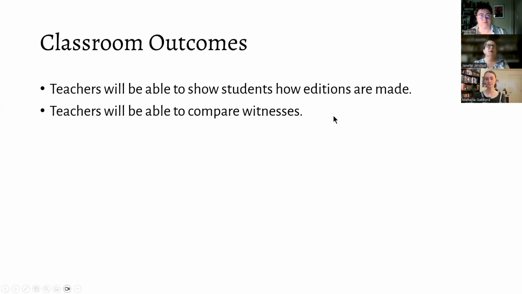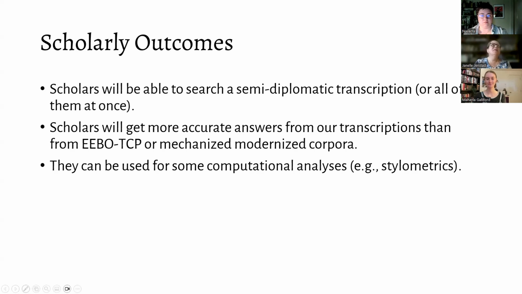So teachers will be able to compare witnesses. So if you want to show your students what Q1 Hamlet looks like, the to be or not to be speech, and the folio to be or not to be speech, or the Q2 text, that can be a real eye-opening experience for students. Scholars search the semi-diplomatic transcriptions, or all of them at once.